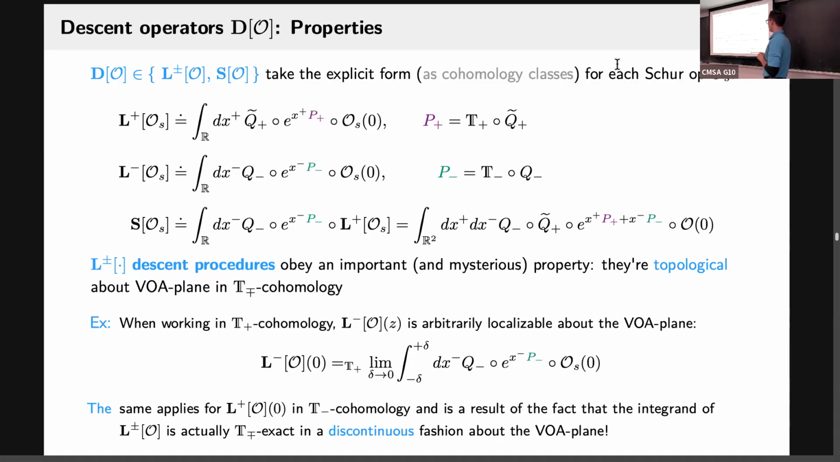The basic statement is that the integrands of either the L plus or the L minus descent operator are actually T minus or T plus exact in a discontinuous fashion about the VOA plane. And this is why, despite the fact that this integrand is everywhere along the light ray T plus exact, because it's discontinuous about the VOA plane, it allows this guy to still be a good T plus cohomology class. This is something I just haven't seen in other settings where descent operators are constructed in a similar way, so that's why I wanted to point it out.